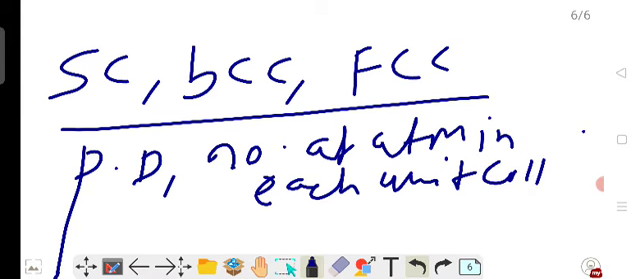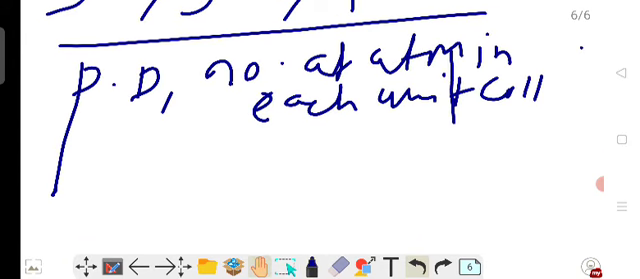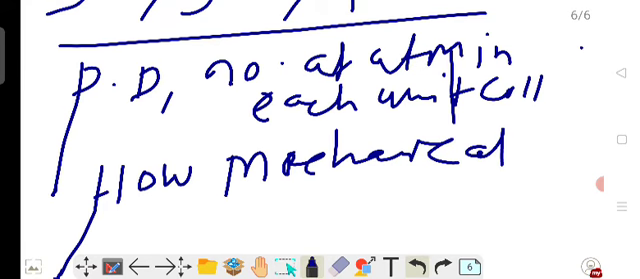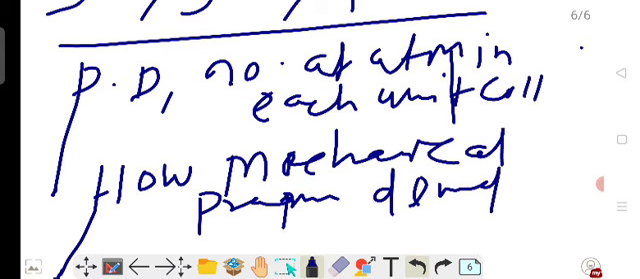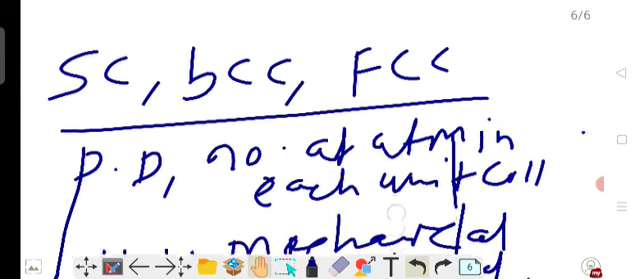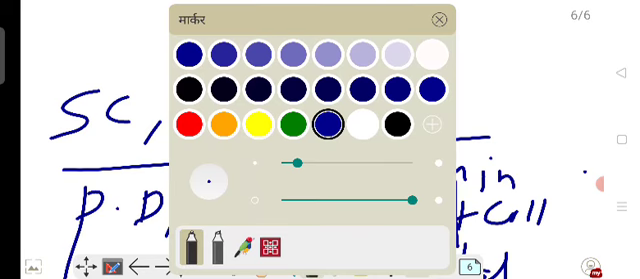and if we're talking about the mechanical properties, how mechanical properties depend on this unit cell, because this is the basic viewpoint of designing a material.